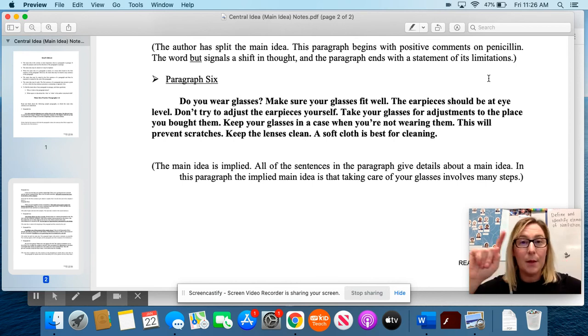Okay? I'm going to put these notes in a file and put them into your module so that you can look back at these examples if you feel like you need to look back and get some practice, okay?